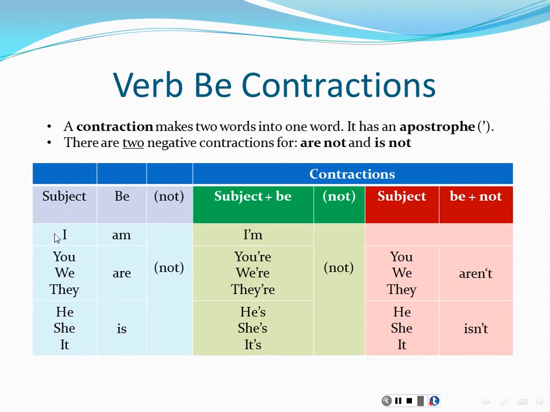Let's start with the first one. I am, I'm. You are not. You're not. You aren't. We are not. We're not. And we aren't. They are not. They're not. And they aren't. He is not. He's not. And he isn't. She is not. She's not. And she isn't. The last one. It is not. It's not, it isn't.